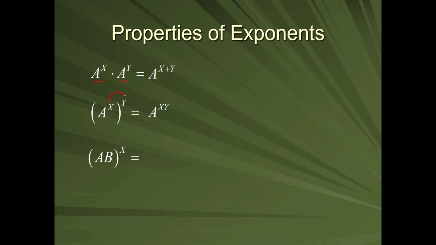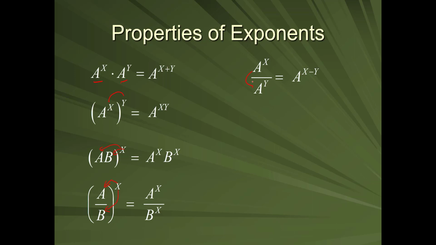And if you have two numbers inside the parentheses raised to the x power, you can distribute the power x to a, and distribute the power x to b. So it's a to the x times b to the x. Now, if we have a quotient, a over b in parentheses to the x power, similarly, we distribute the power to a, the numerator, and to the denominator. So you get a to the x over b to the x. And if you divide exponents with the same base, keep the base and subtract the exponents. So it becomes x minus y.